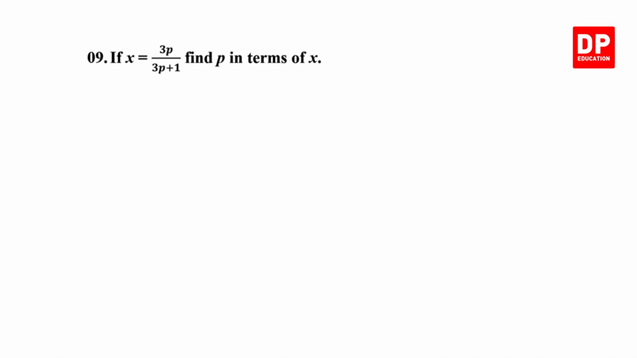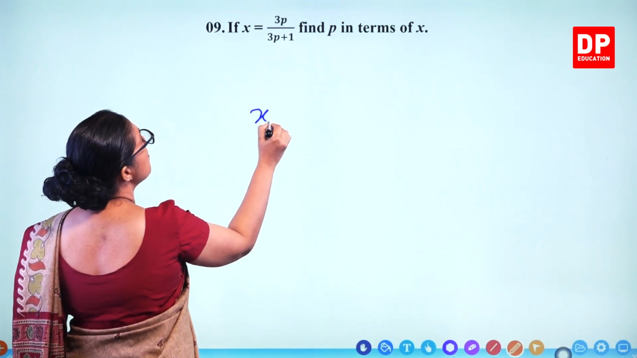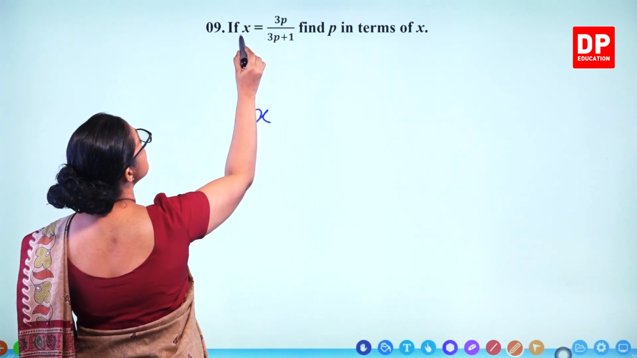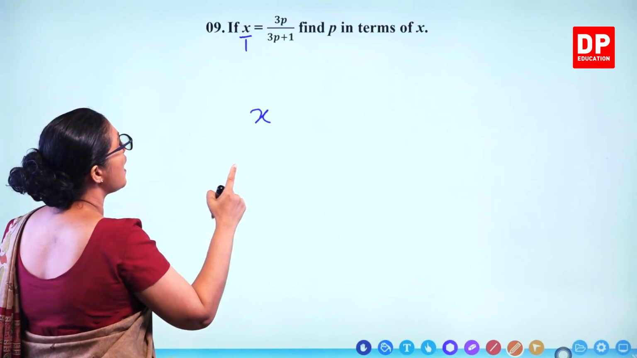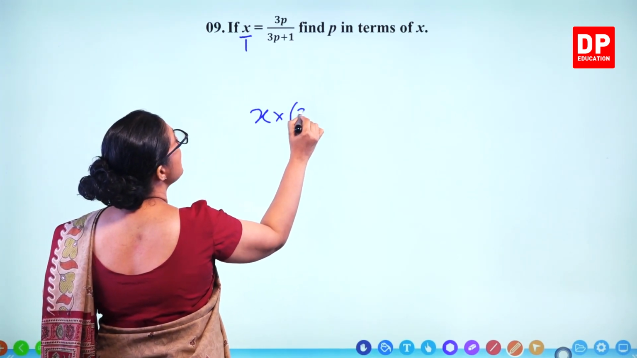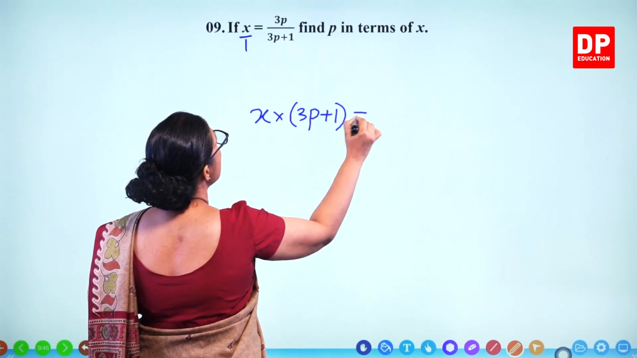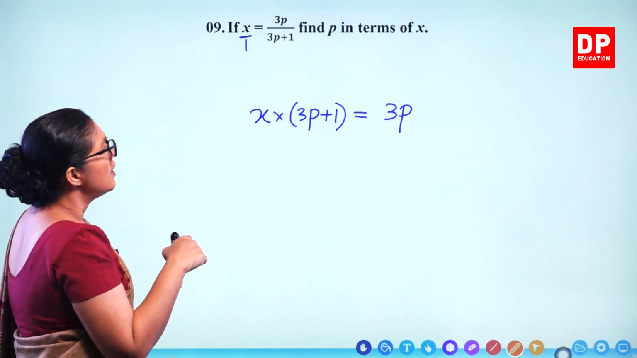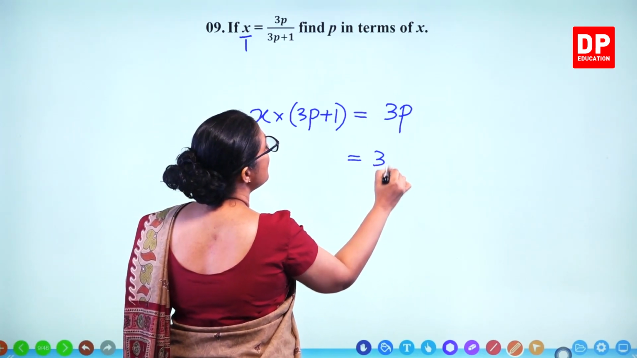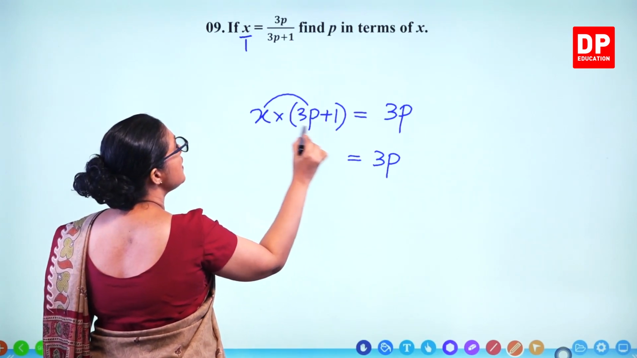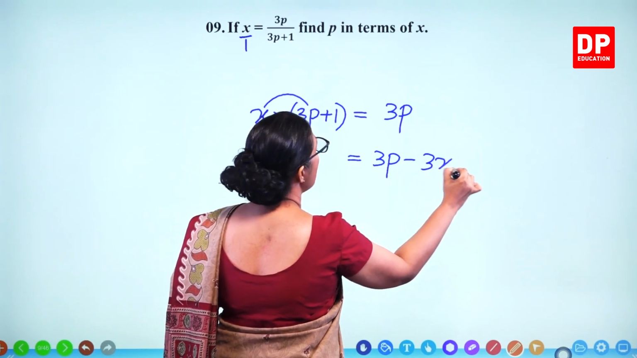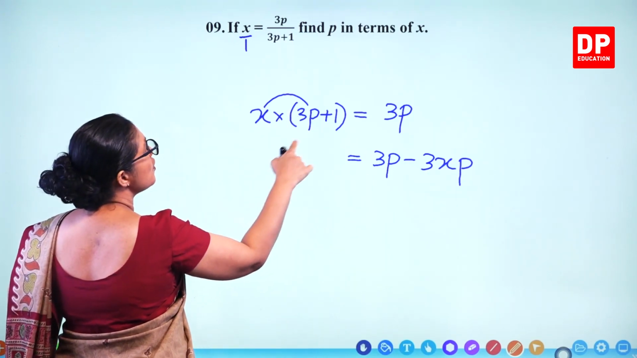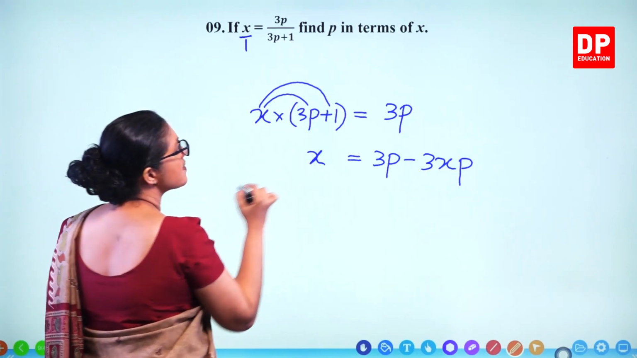Question number 9. If x equals this, find p in terms of x. So you have to make p the subject of the formula. So we'll multiply x times. So this is like x over 1. Cross multiply. x into 3p plus 1 is equal to 3p. Now we'll take all p terms to one side. 3p. Now here you get 3xp. When you take it to this side, minus 3xp. But when you multiply this with this, you get x.